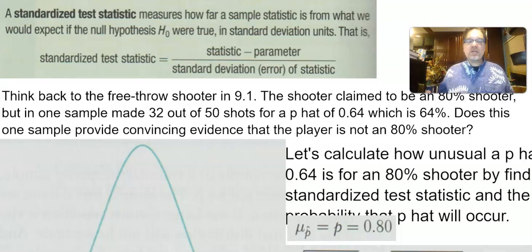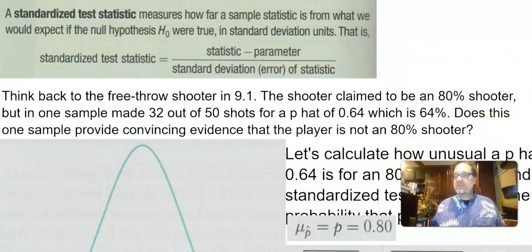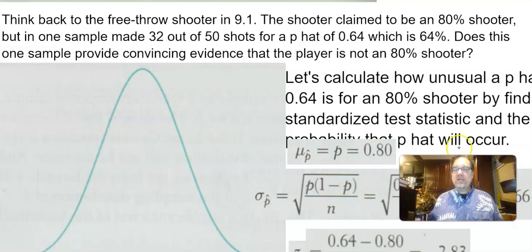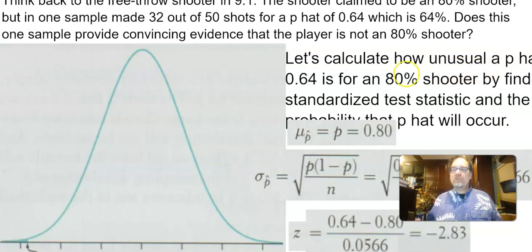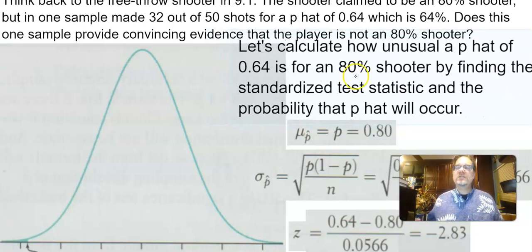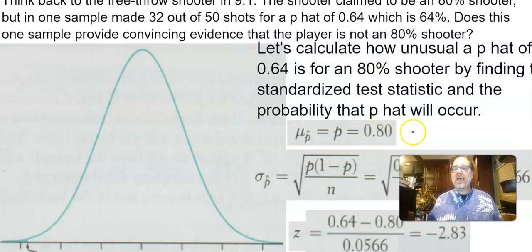If we think back to 9.1 and our 80% free throw shooter, the shooter claimed to be an 80% shooter, but in one sample made 32 out of 50 shots for a p-hat of 0.64, which is 64%. Does this one sample provide convincing evidence that the player is not an 80% shooter? Let's calculate how unusual a p-hat of 0.64 is for an 80% shooter by finding a standardized test statistic and the probability that p-hat will occur.